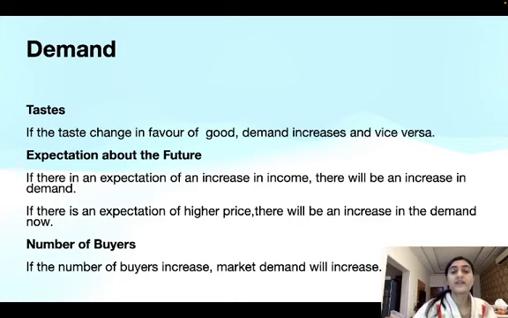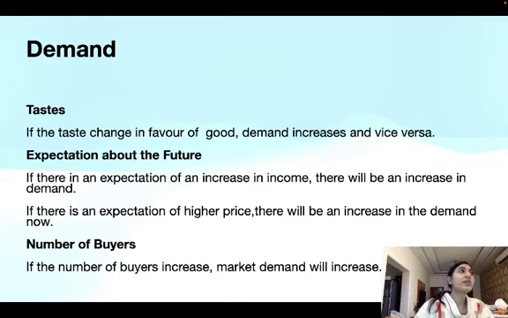So if there is an expectation of an increase in income, he will start to increase his demand for a normal good now, because he knows that income is coming. I can splurge much more, I can demand much more, I can consume much more. And if there is an expectation of a higher price, then also there will be an increase in demand.